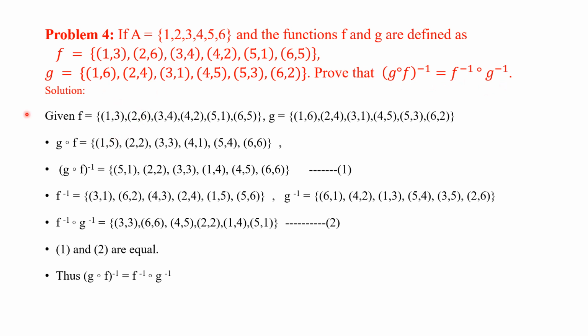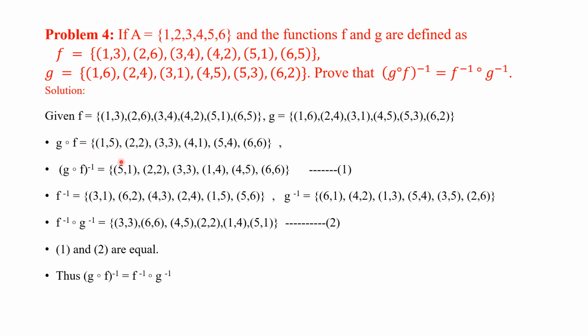So what are you going to do here? First you write what f and g are. So what are the things required? You have to prove a statement, which means that first you have to find g composition f and then you take the inverse. And here you take separately f inverse and separately g inverse and then take the composition. So first we'll find what g composition f is.